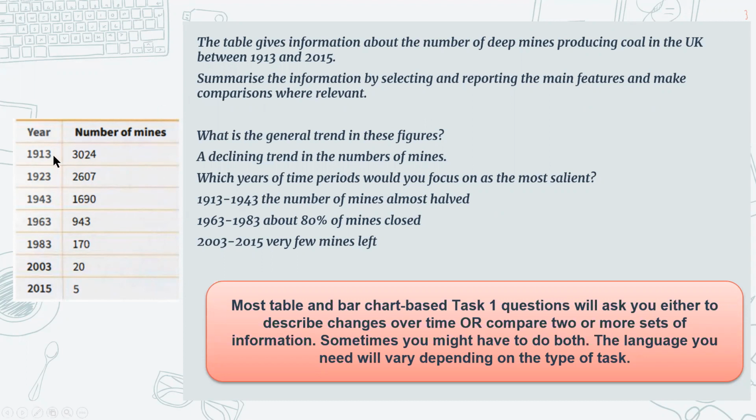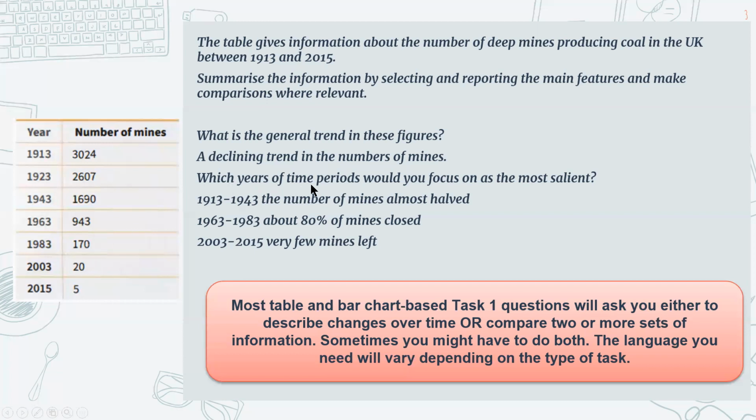So this is the table. It begins with the year 1913 and ends with the year 2015. It's almost a century. Okay, so when you get such a question, you have to ask yourself some questions about the table itself, like what's the general trend in these figures? A declining trend in the numbers of mines. It begins with over 3,000 and ends with 5 after 100 years. So this is a declining trend.